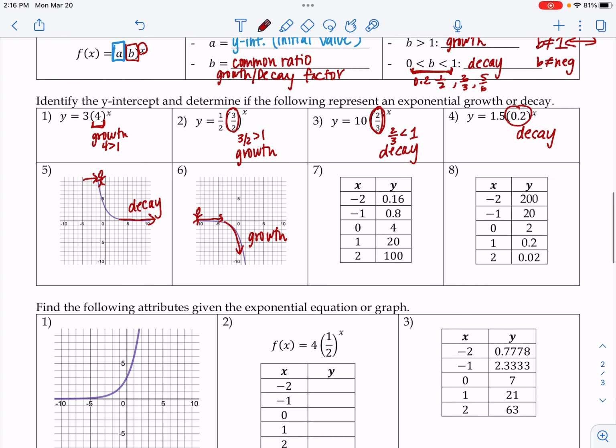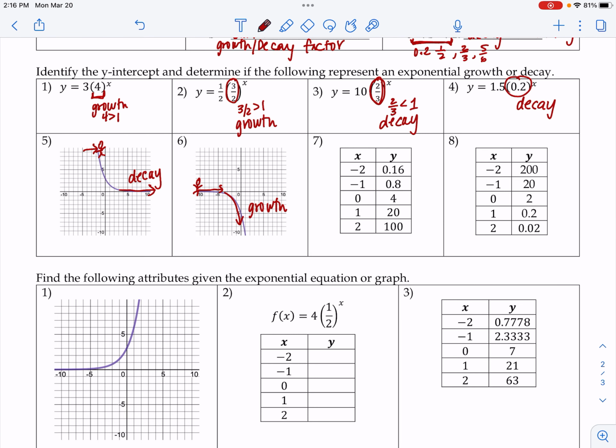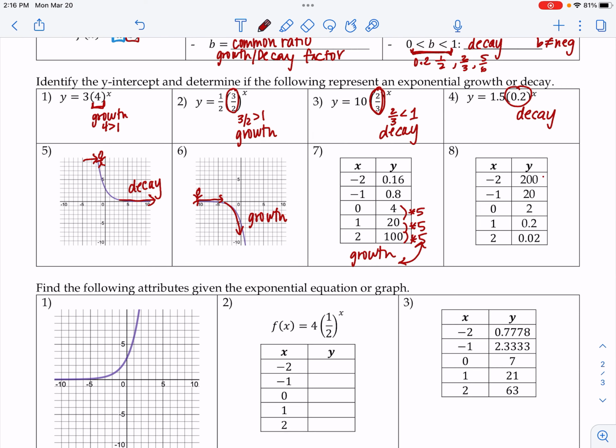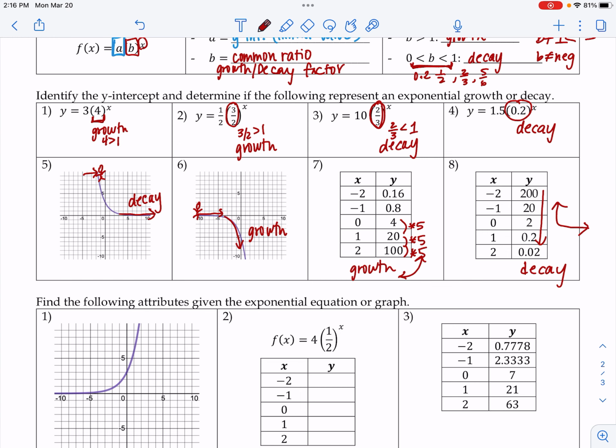Okay, looking at this table, it goes from 0.16 to 0.8 to 4 to 20 to 100. So this is getting multiplied by 5. And so that's definitely growth. If we were to graph that, we would see it growing exponentially. Here we go from 200 to 20 to 2 to 0.2. That is decaying if we were to graph those points. So decay. It's going to 0, getting closer and closer to 0.